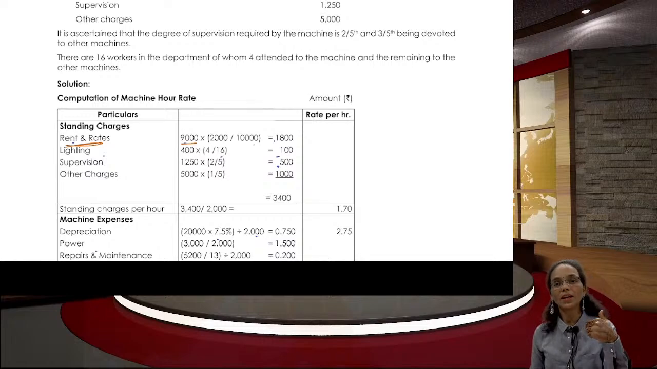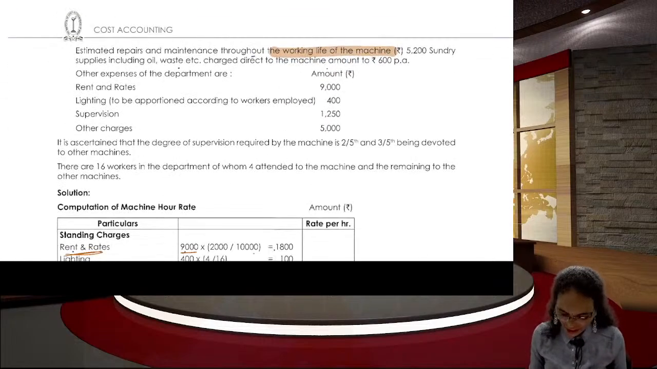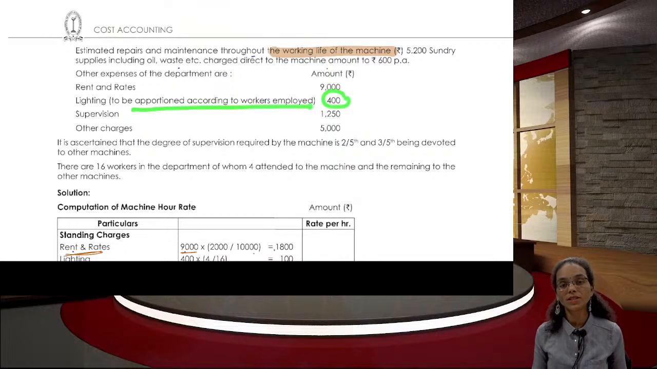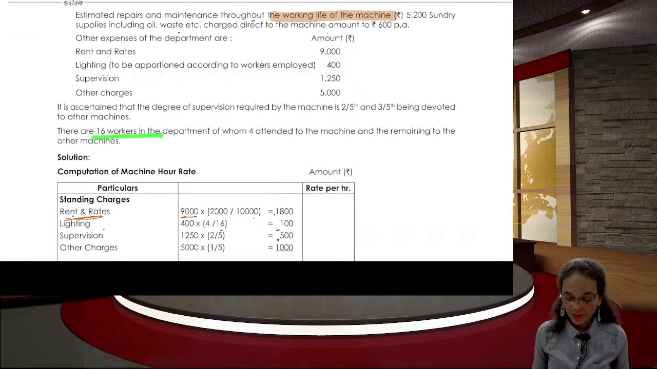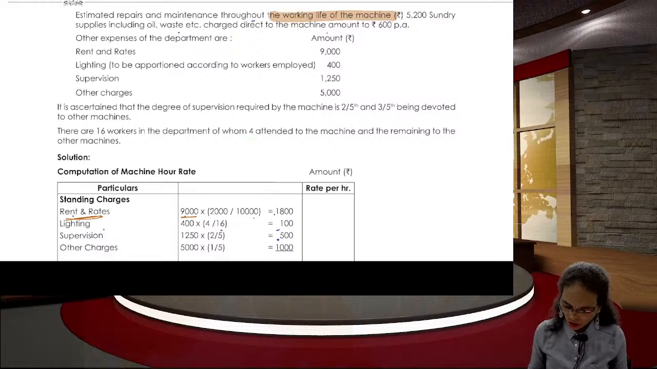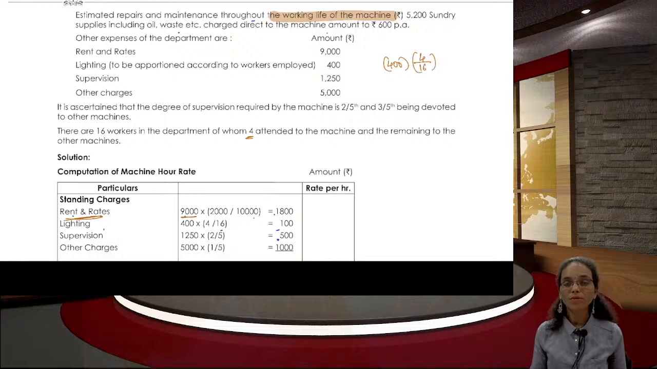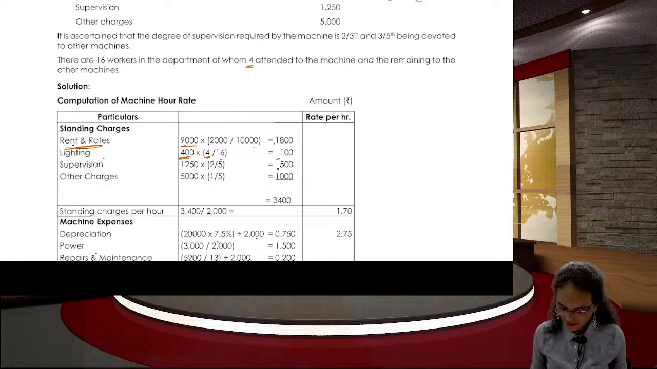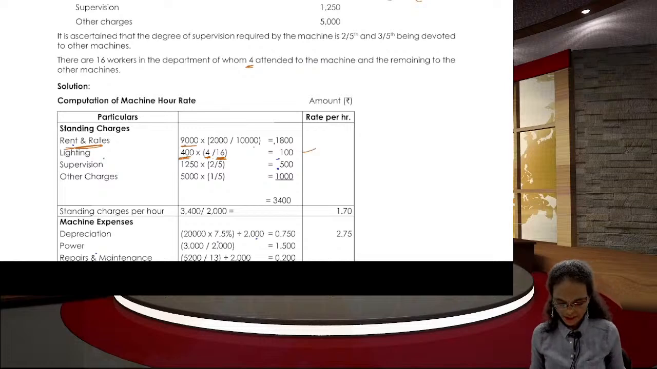If it is not given, then go for the other basis. Lighting information is given in the question itself: 400 rupees to be apportioned according to the workers employed. Totally 16 workers are employed, but 4 attend to this particular machine. So how to calculate this? 400 into 4 divided by 16. So this is the lighting.